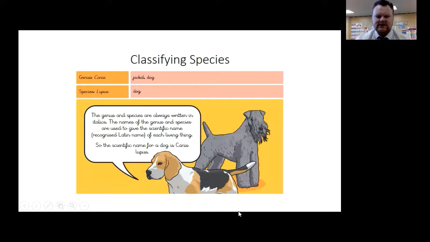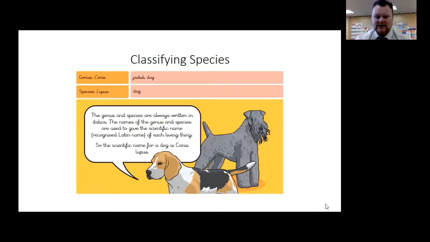Now, the genus and species are always written in italics, so that's that slanted writing. That's just to help you a little bit, but we don't need to worry about italics. The scientific name for a dog is Canis lupus. Also, that shows just how many of our words come from Latin. So there's Latin used for those names, and I'll explain to you why in a moment.